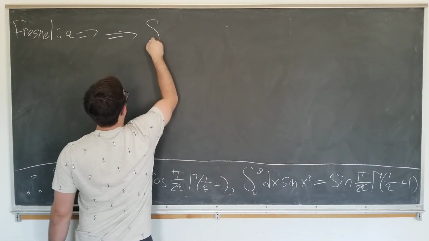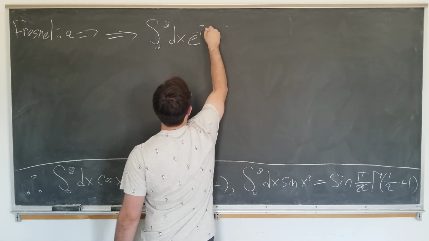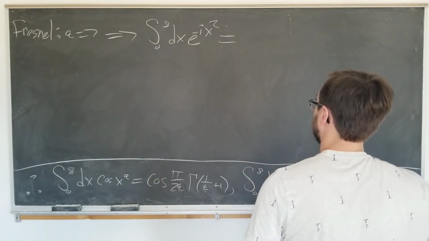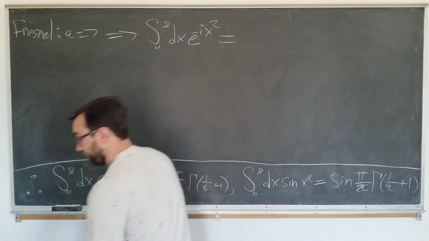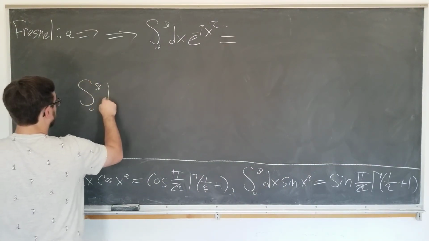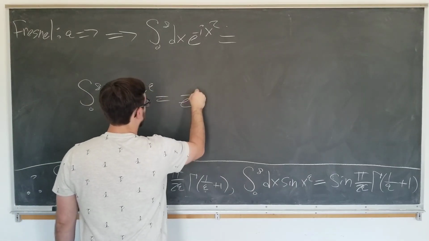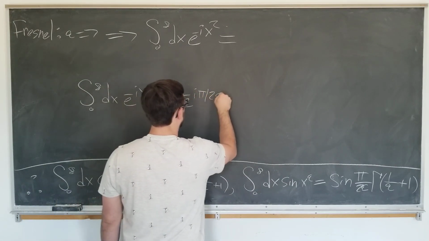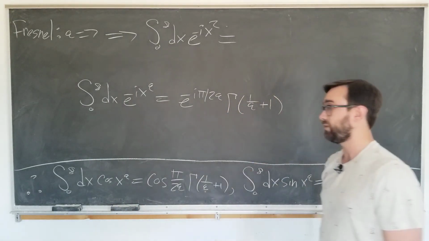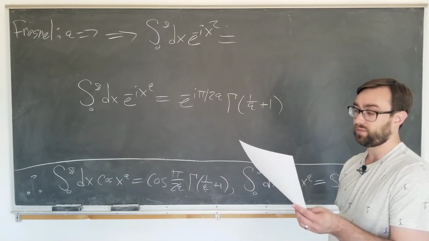So it told us that the integral from 0 to infinity of e to the minus i x squared dx was equal to, I better write down the result just to, I'm using this, e to the minus i pi over 2a gamma of 1 over a plus 1. It's easier to plug it in one time into the complex form as opposed to 2 times into the real form.